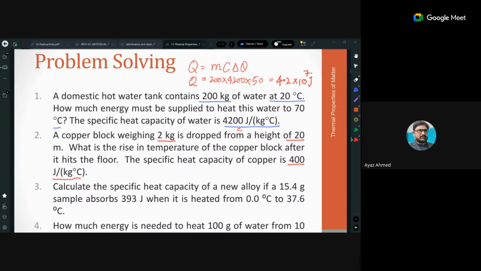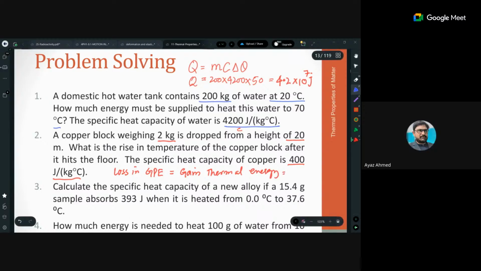Do you hear me? The specific heat capacity of copper, yes. So when it is dropped, it basically has potential energy. So the loss in GPE appears in terms of gain in thermal energy. Got it?